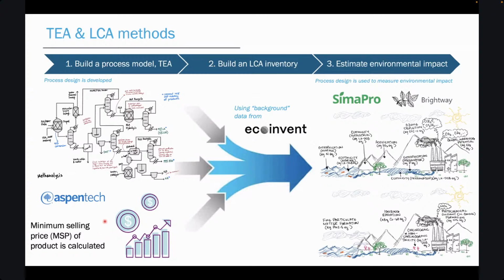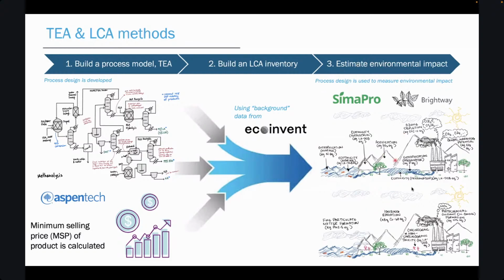But once this is done, you can use background LCA data from databases such as EcoInvent. So this is where you get the LCA impact of all of your raw materials and all the inputs going into your process. And then finally, using LCA analysis software such as SimaPro or Brightway, you can conduct a full life cycle assessment where you look at not only greenhouse gas emissions of the technology, but you also explore the ecotoxicity, eutrophication, acidification, all the environmental impacts of the process.